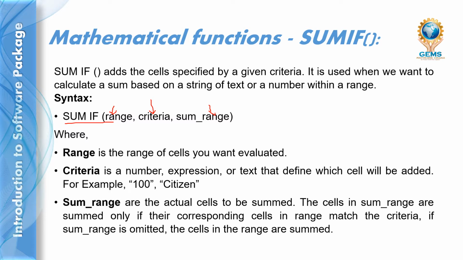The criteria is a number, expression, or text that defines which cells will be added. The sum range is the actual cells to be summed. The cells in the sum range are summed only if their corresponding cells in the range match the criteria. If the sum range is omitted, the cells in the range are summed. We will see the example.